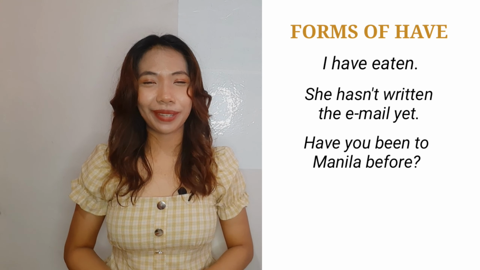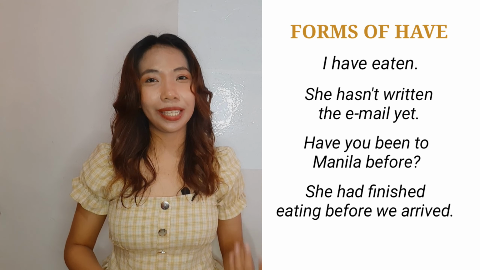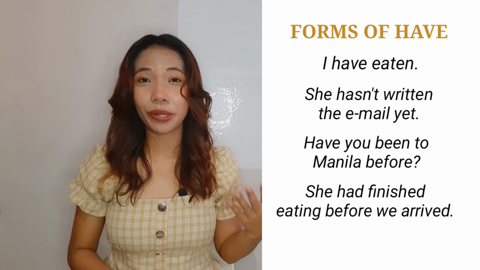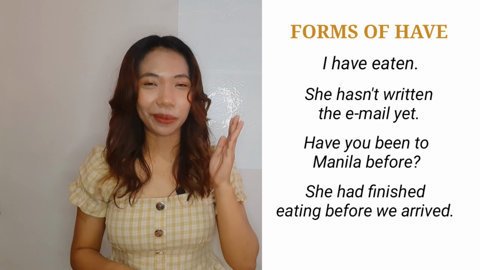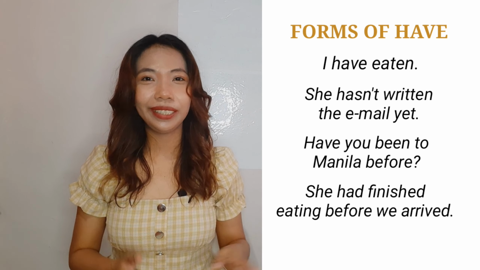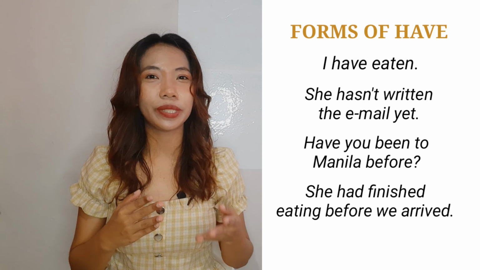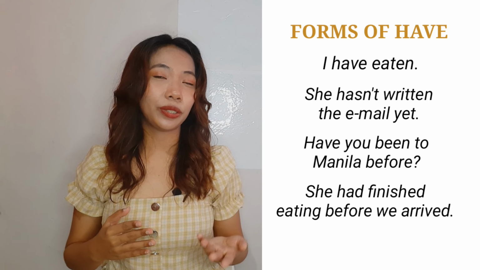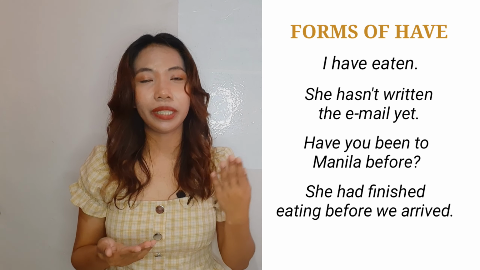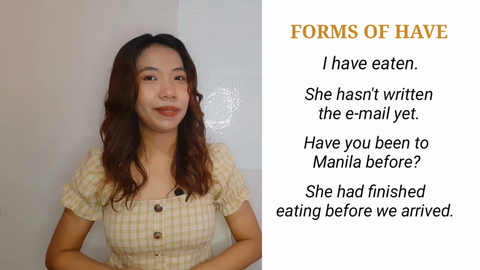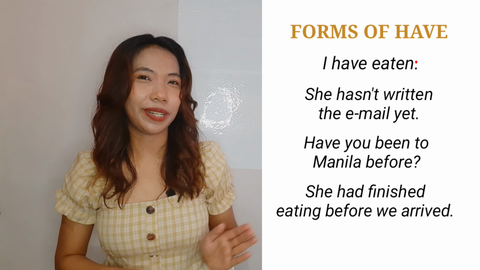Let's have an example of had. She had finished eating before we arrived. Again, she had finished eating before we arrived. Now, I want you to notice something. Earlier, in the forms of do, I told you that you don't use the main verb or the action verb in any other form but the base form. Now, for the forms of have, I want you to look at our main verbs.